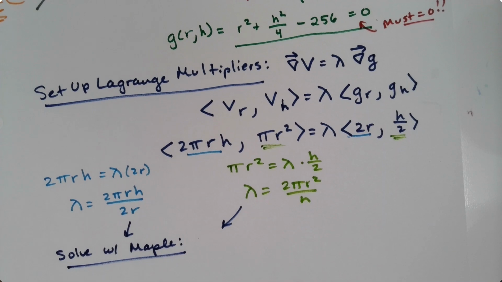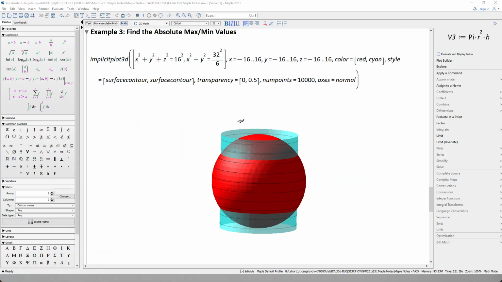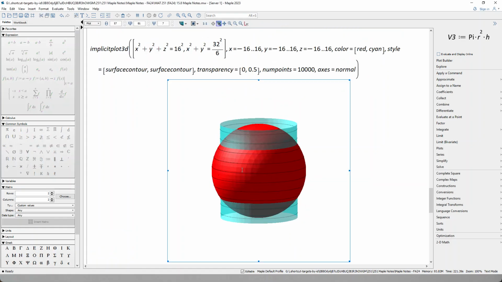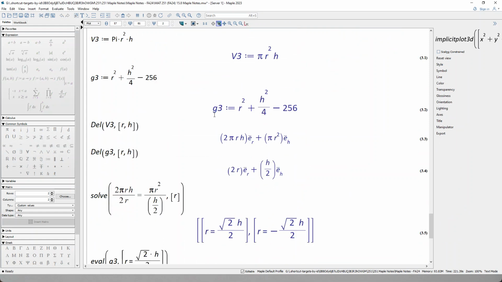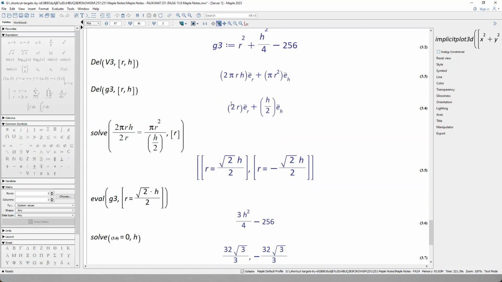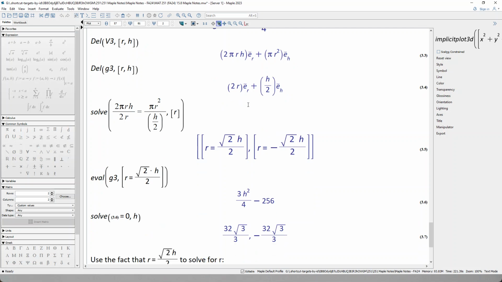All right, so let's go to Maple. You can see I actually drew the red sphere. There it is in all its glory. And then there's the volume, there's the constraint function, there's the gradients of them.